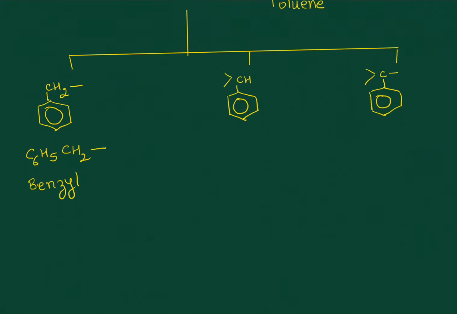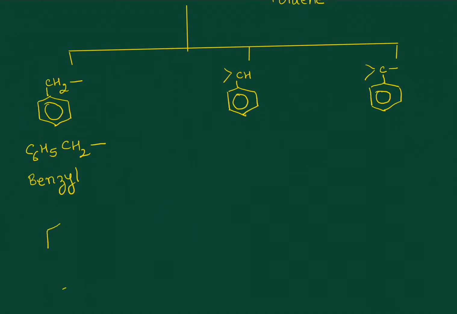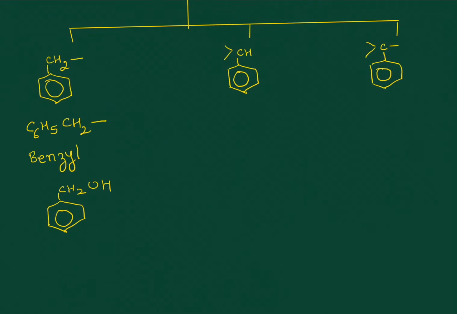right? So for example, I have this compound here, CH2OH. So this is a benzyl group, C6H5CH2, and an OH group attached to it. So this becomes benzyl alcohol. You will come across this word many a times. So just make a note of this.